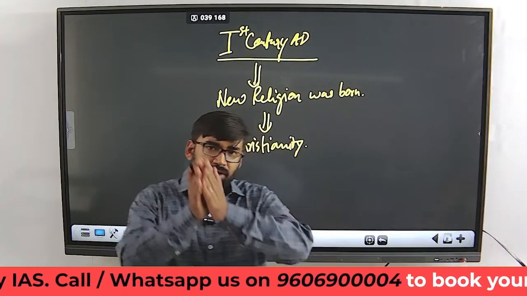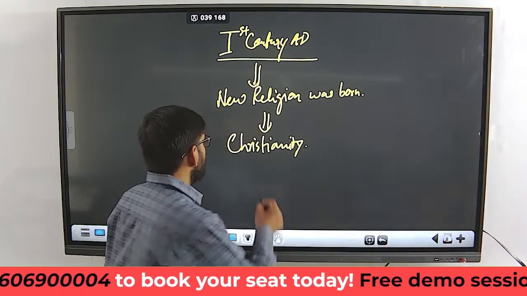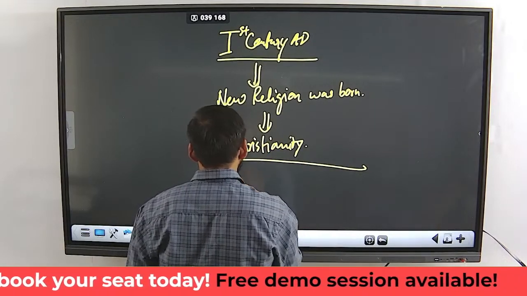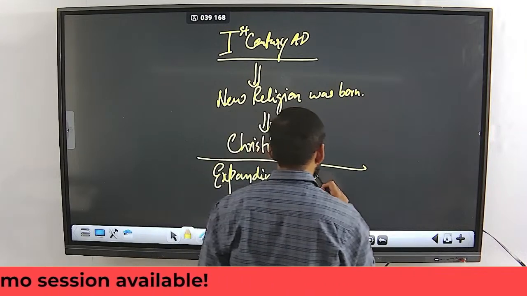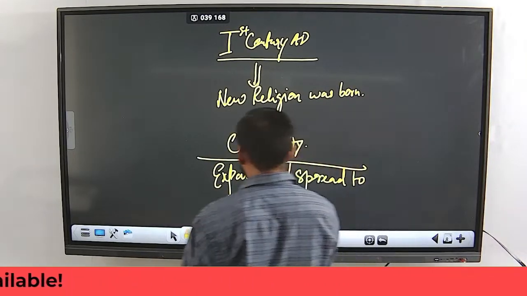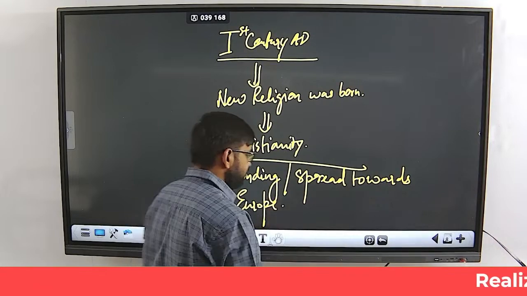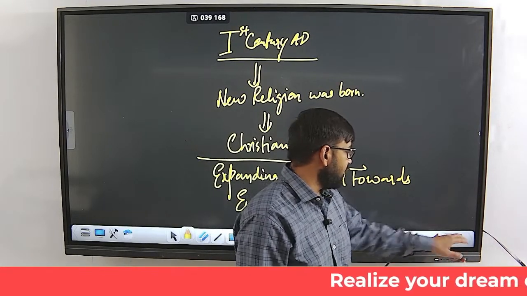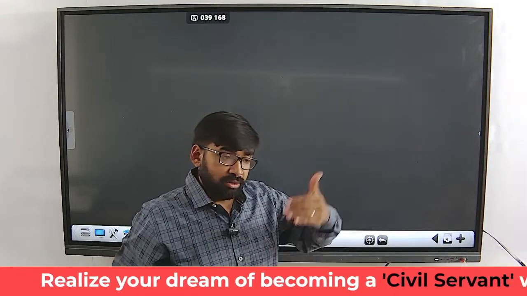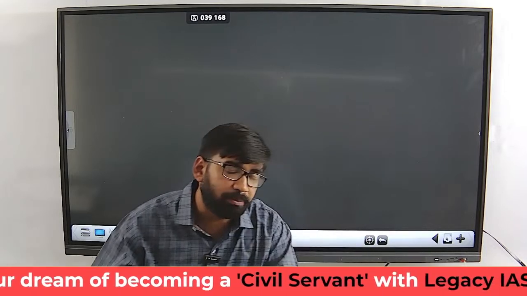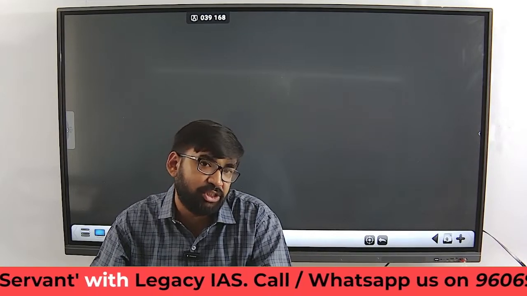And then this religion got expanding towards Europe. Getting my point? It started expanding. So this religion was expanding, or you can say spread towards Europe. And finally, remember this thing, finally in 4th century AD, Christianity was introduced in Europe, okay, and Roman Empire also embraced Christianity.